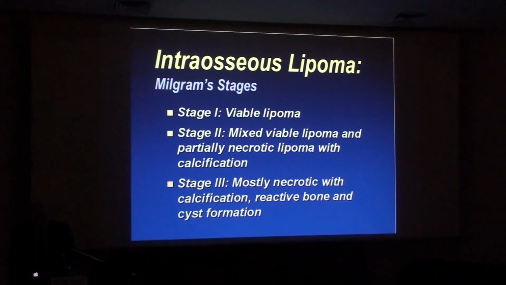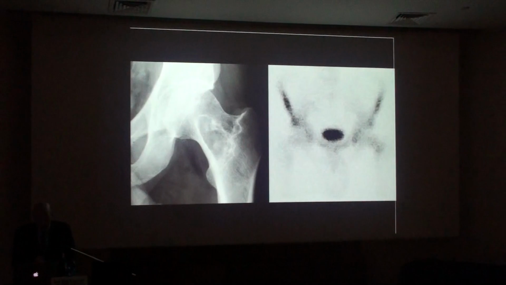Type 1 was all fat. Type 2 we call partly necrotic, with some involutional change, typically with calcification. And type 3, which he said were mostly necrotic, where it can be hard to see the fat, but they had extensive reactive bone and cyst formation. But the point being, they can either be all fat or they can have involutional changes of varying amounts.